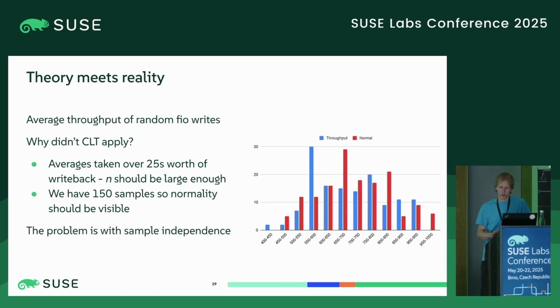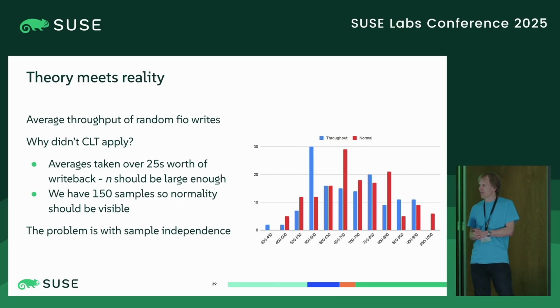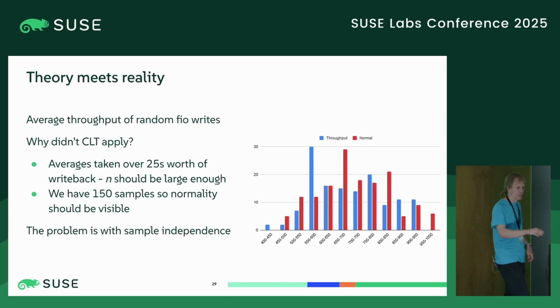And the problem, what is broken here, is the assumption of the central limit theorem on independence.